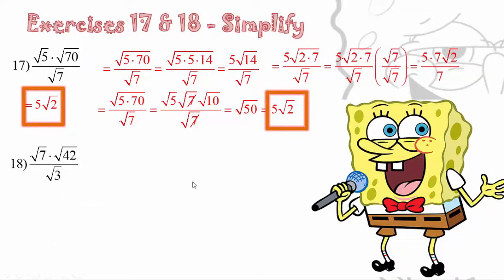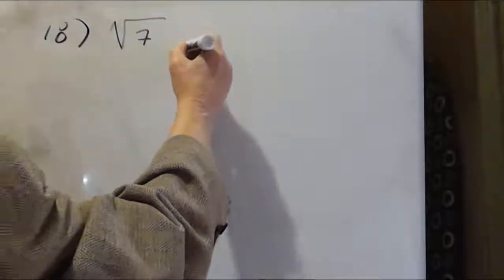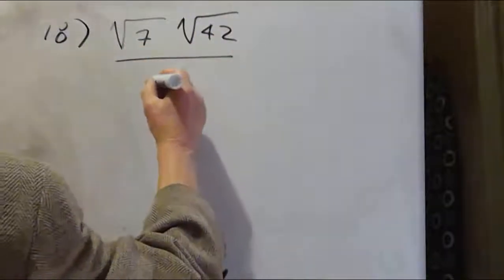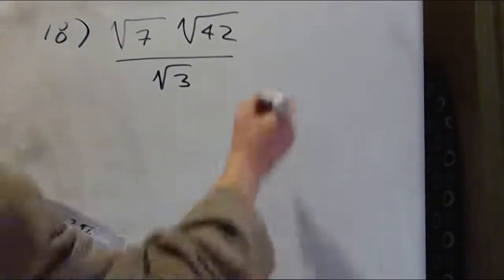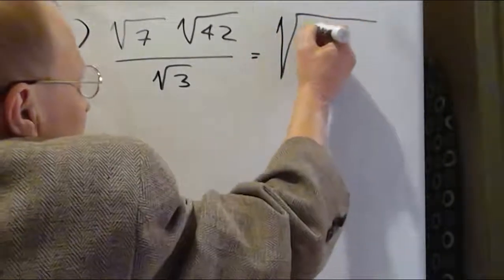In example number 18, we have square root of 7 times square root of 42 over square root of 3. So let us go over to the whiteboard and work this one out. Square root of 7, square root of 42, all over square root of 3. Now again, we can rationalize the denominator so we can get rid of that square root of 3. But again, like number 17, we can also find an easier way to do it just by putting everything together under the same radical sign.